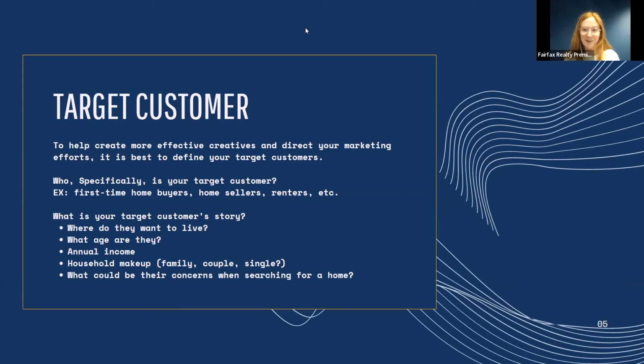So the next most important thing in your marketing plan, and most importantly overall, is your target customer. This is the person that you are trying to reach with these marketing campaigns. These are the people that you want to convert into clients. So you would specifically be looking for someone important to you, somebody who you think will actually be a perfect lead for your business. So you want to create a story around it.